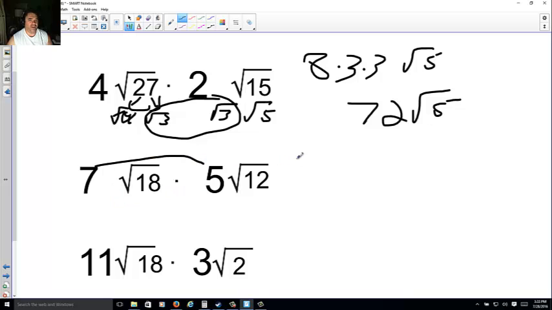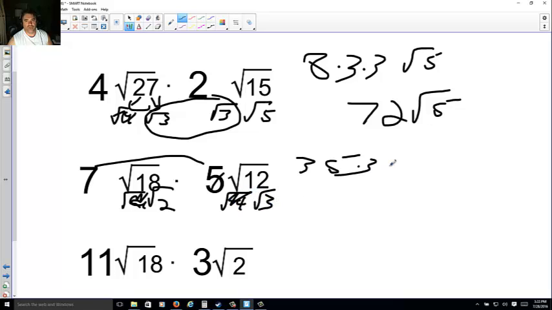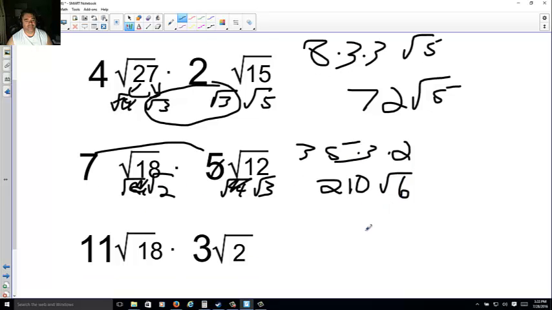Here, 7 times 5 is 35. 18 breaks down to a 9 and a 2. I'm going to take the root of 9, make a 3, get rid of that. This is already down. Root of 12 is 4 and 3. Root of 4 is 2. So 35 times 2 is 70, times 3 is 210. I know my handwriting looks terrible there, because I'm writing with a mouse. And square root of 2 times square root of 3 is square root of 6.